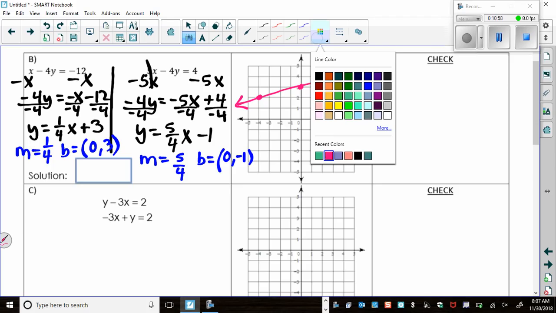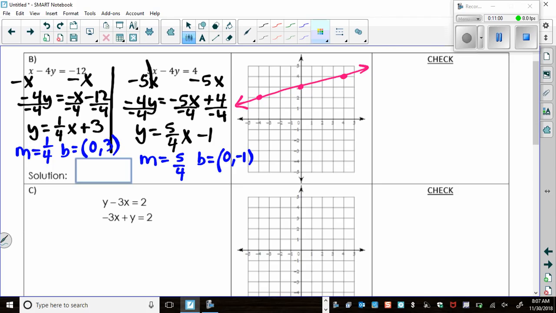And then I'm going to take a different color and graph the second one from (0, -1), and my slope is 5/4, so that means I have to go up 5 and over to the right 4. 1, 2, 3, 4, 5, 1, 2, 3, 4. Same thing going down, 1, 2, 3, 4. I can't do it because I don't have enough room, so then I'm just going to connect these two points. The solution is (4, 4).